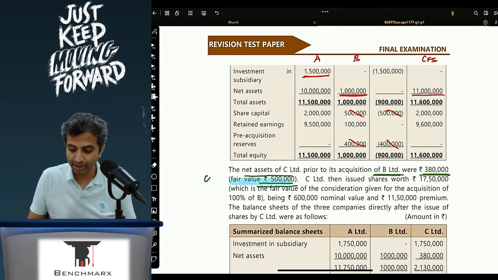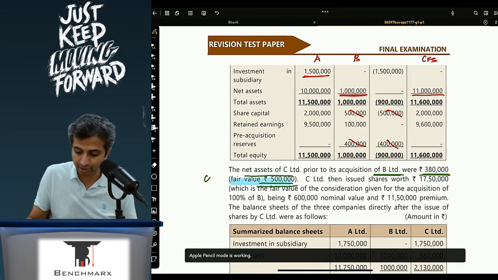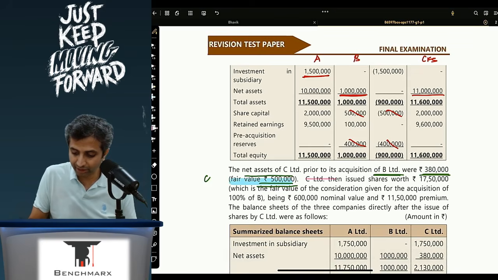That is 5 lakhs. C then issued shares worth 17 lakh 50, which is the fair value of consideration given for acquisition of 100% of B. Again, read this properly. What is written over here? C issued.